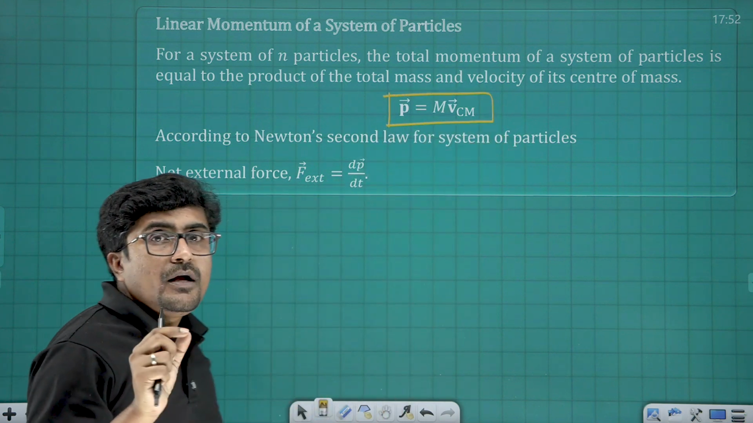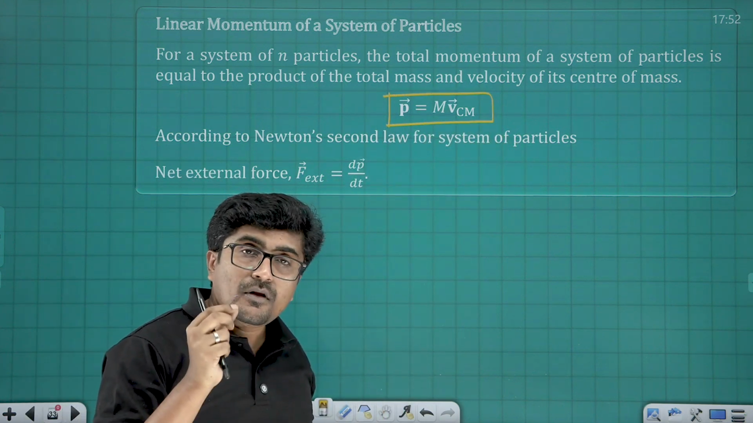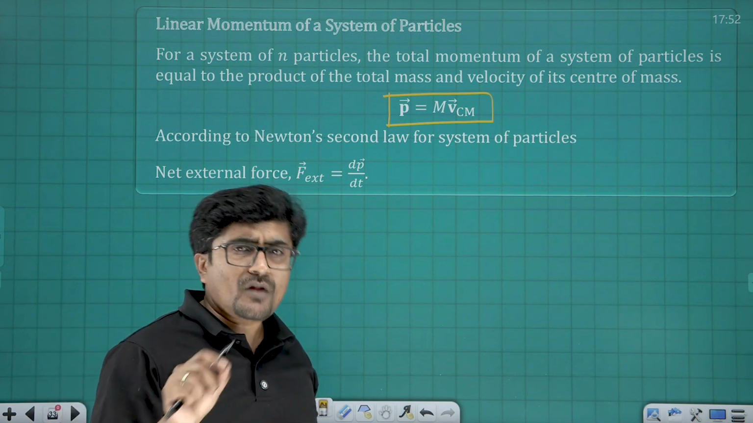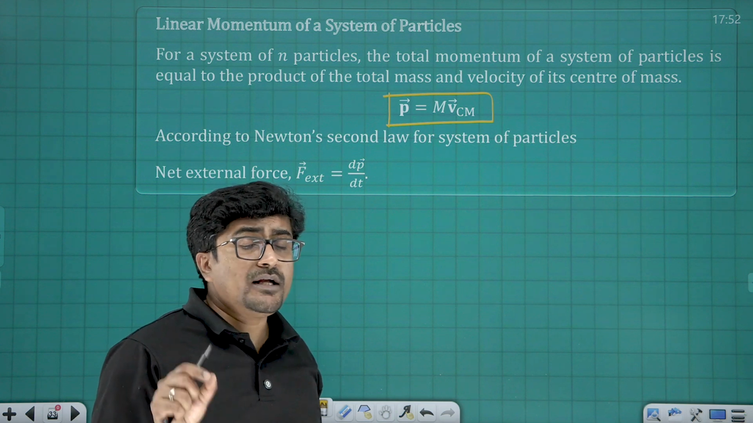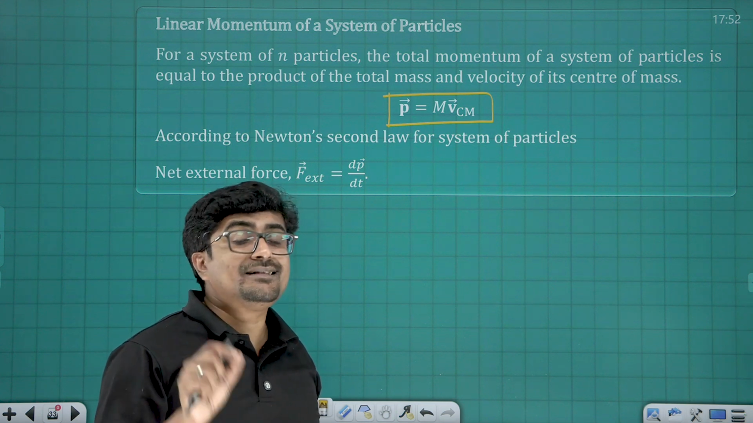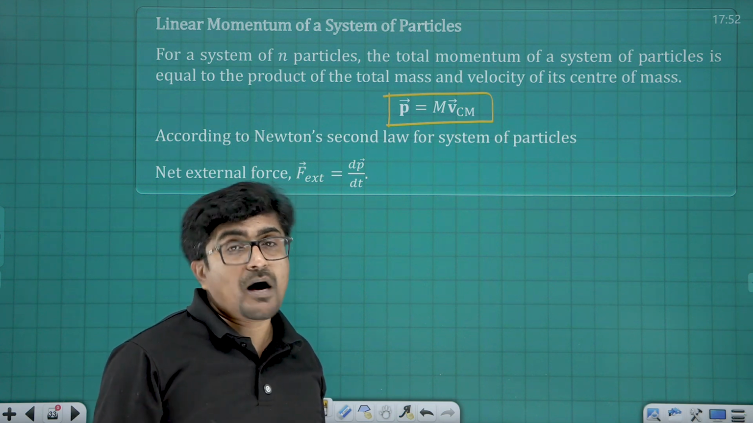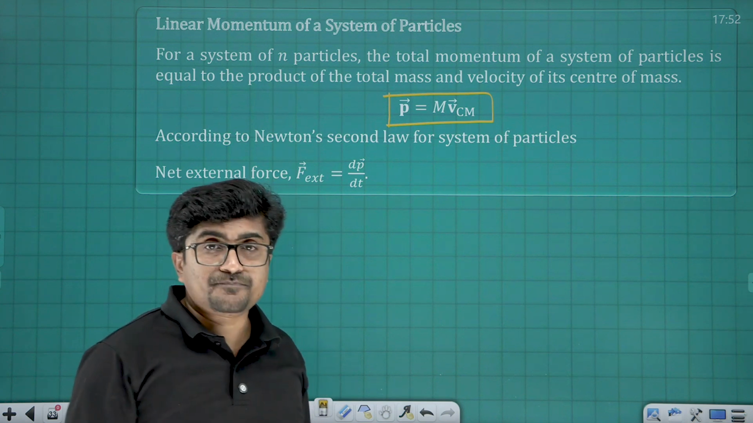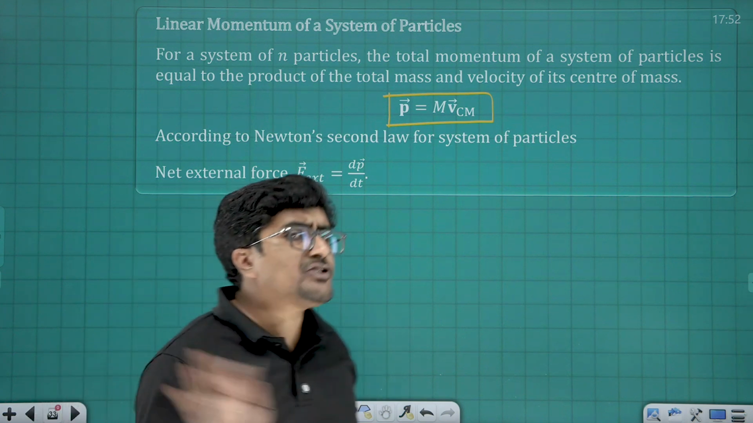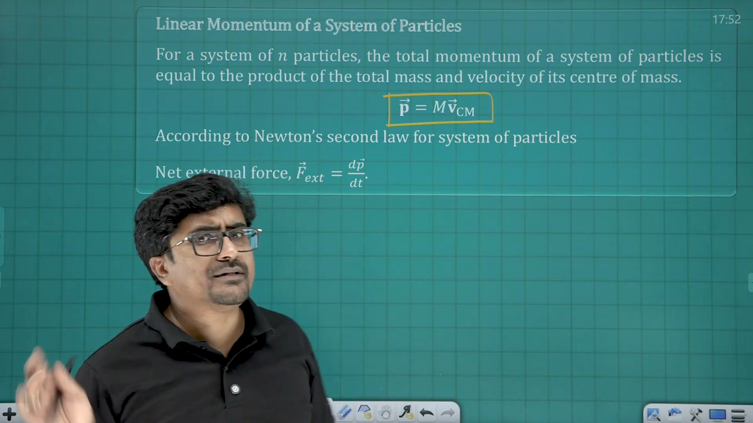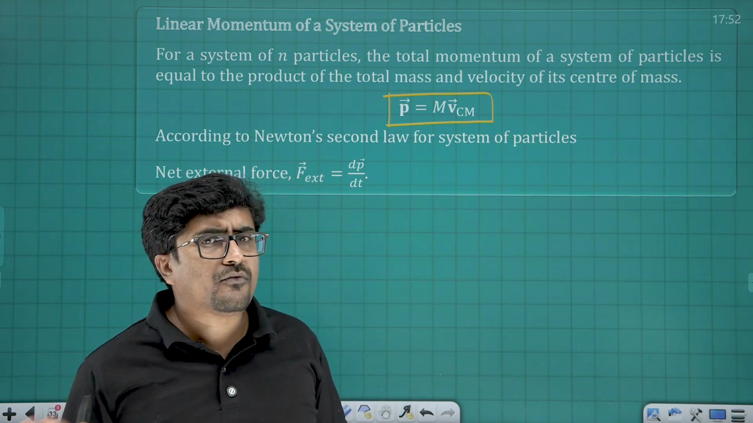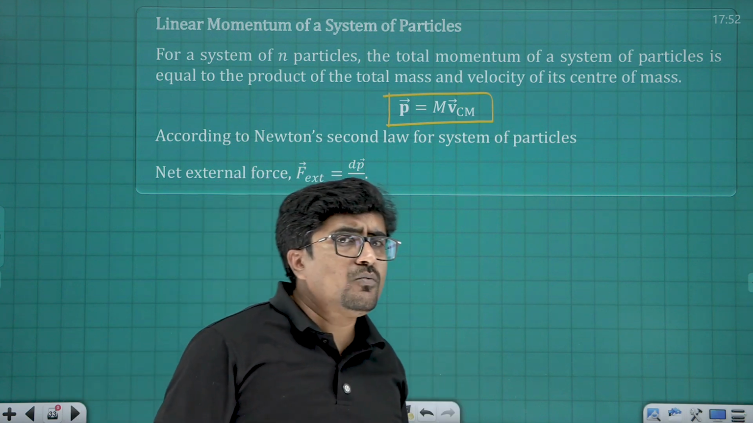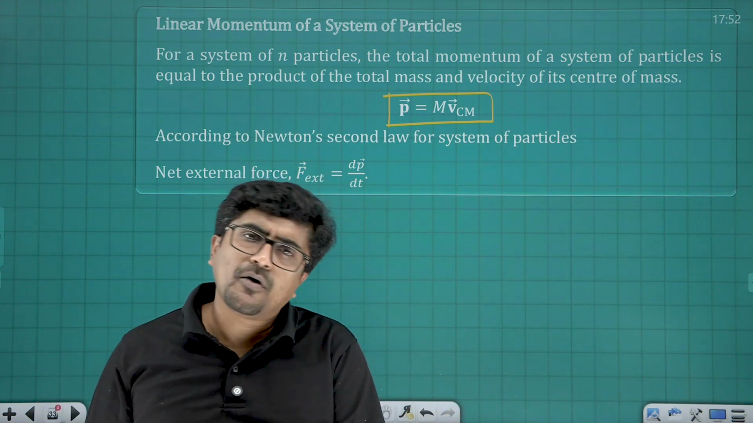Okay, if m1 v1, m2 v2, m3 v3, up to mn vn are the corresponding linear momenta of particles in a system containing n masses with velocities v1, v2, v3, up to vn, then the summation of all these particles' linear momenta altogether will give the entire linear momentum of the system.